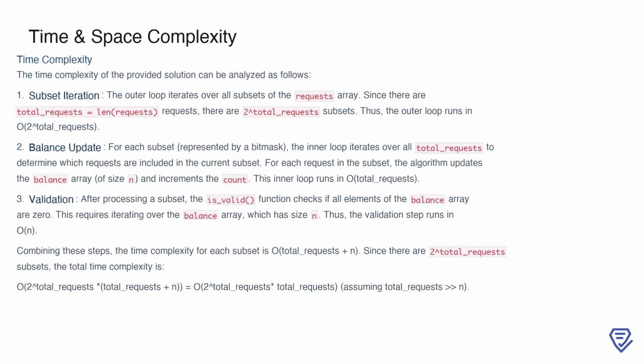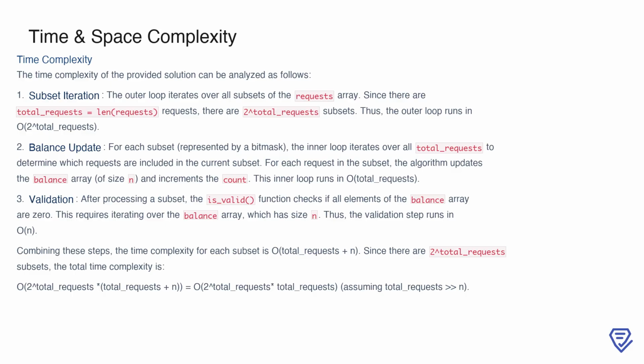Here, we analyze the time complexity of our solution step by step. First, we consider the outer loop, which iterates over all subsets of the requests array. Given that the number of requests is total_requests, the total number of subsets is 2^total_requests. Thus, the outer loop runs in O(2^total_requests).